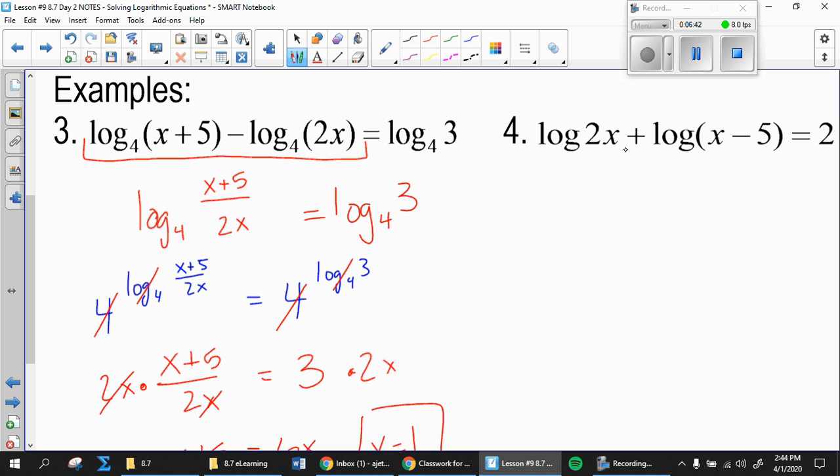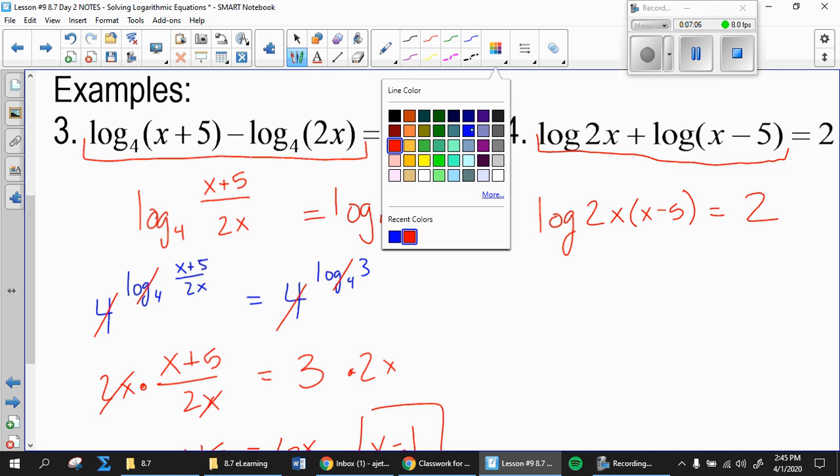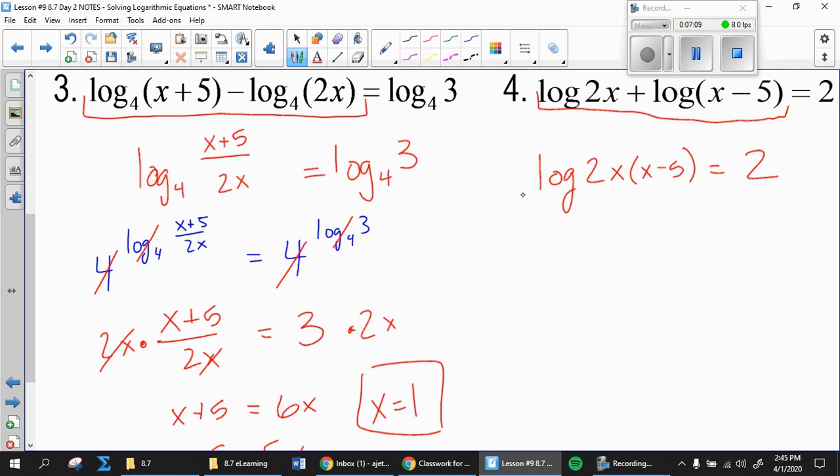Example 4, same thing. I have multiple logs on this side here. So I need to condense those first. So we're using addition, so we know that's multiplication. So log, remember this is base 10, of 2x times x minus 5. If you want to go ahead and distribute that in, you can. Leave the 2 alone. Now I just have that log on that one side, so now I'm just going to exponentiate both sides. Again, this is base 10. So it's 10 to the log of 2x times x minus 5 equals, we have to exponentiate this side as well, so it becomes 10 squared.